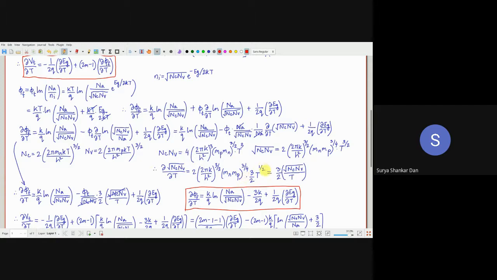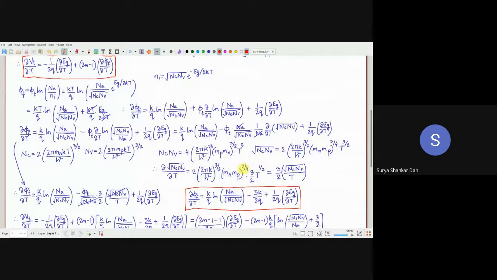Instead of writing this in this form, it will be easier for us if I can, because I essentially want to get rid of this complicated term. So what we will do here is, 3 by 2 we will keep as it is, and we will divide and multiply the numerator and denominator by capital T. So the denominator becomes capital T, and the numerator becomes T to the power of 3 by 2, which is essentially this root over NCNV. Look at these terms here.